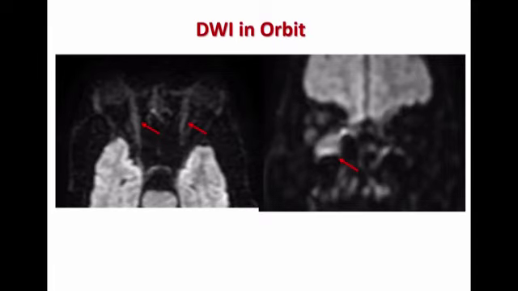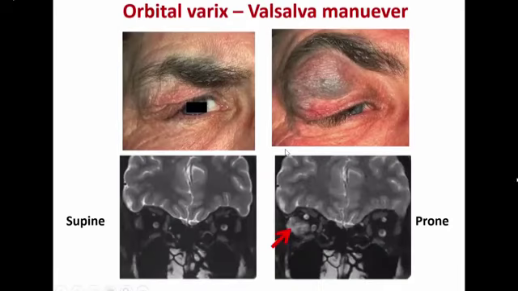But say, for example, there is a patient with Graves' disease or thyroid eye disease. In such cases, don't forget to do a diffusion in the coronal plane. And wherever you see a diffusion restriction, calculate the ADC and push those images to PACS. Okay. In orbital imaging, you have a special condition called orbital varix.